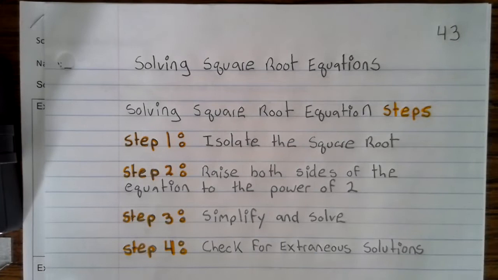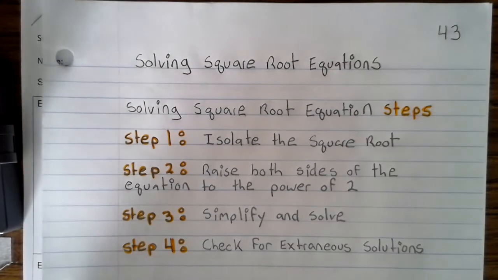All right, solving square root equations on page 43. Solving square root equations steps. Step 1, isolate the square root. Step 2, raise both sides of the equation to the power of 2. Step 3, simplify and solve. Step 4, check for extraneous solutions.